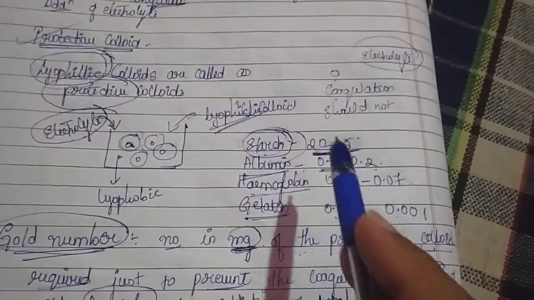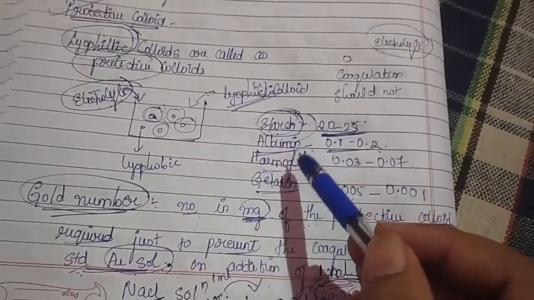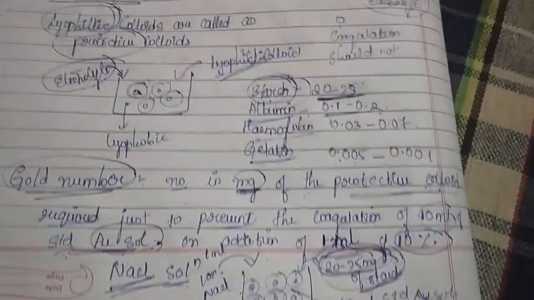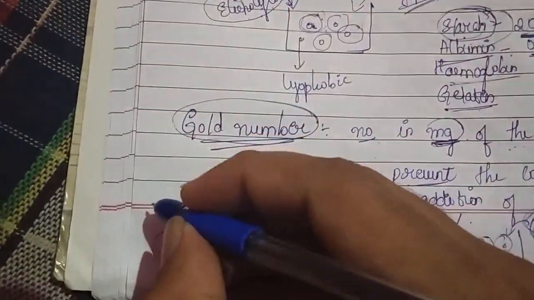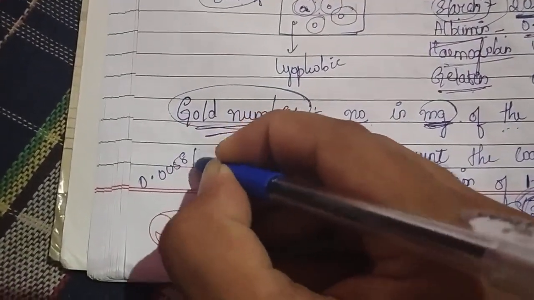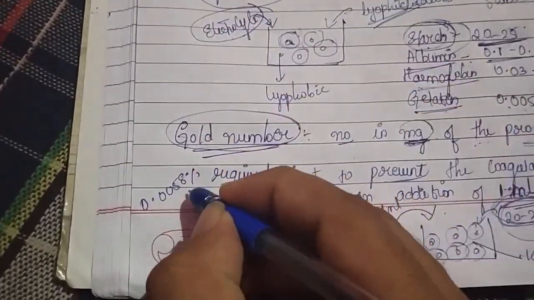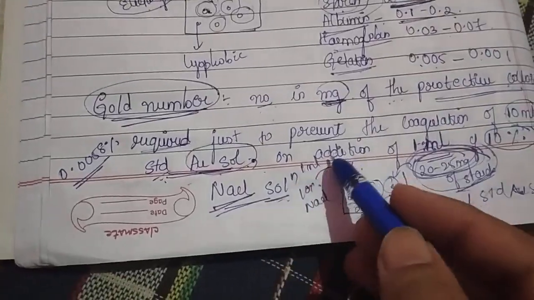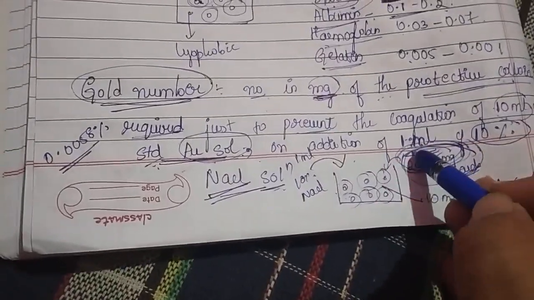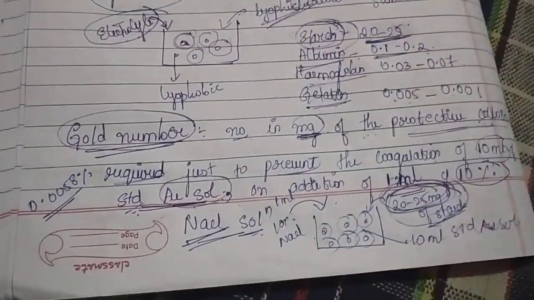When I was talking about starch, it was 20 to 25. That means I have maintained a standard solution for all of them. Whether I am taking starch, albumin, hemoglobin or gelatin, in all cases the colloidal range is 10 ml of a standard gold salt. I am not changing anything. 10 ml of the standard gold salt means 0.0058% of gold will be present. And the electrolyte I am adding is also the same, 1 ml of 10% NaCl. Whatever I am changing is only the added lyophilic colloid.